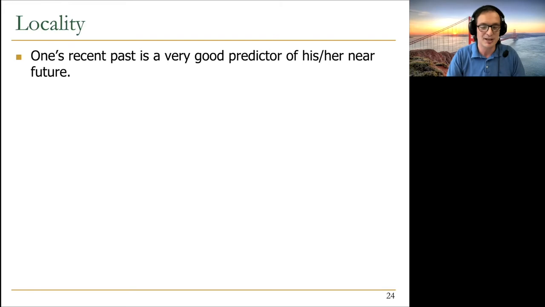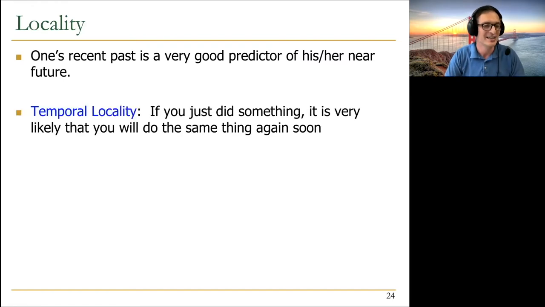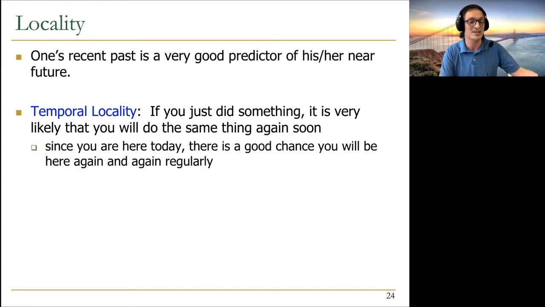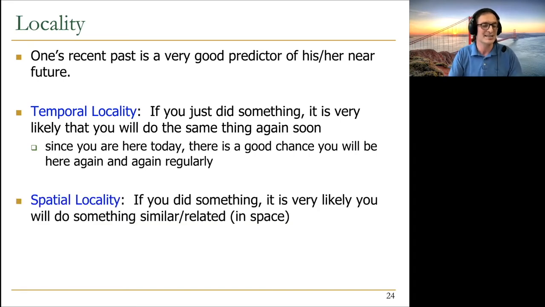And locality is actually a general property. It's really a property of potentially life, right? One's recent past is a very good predictor of his or her or their near future, actually. Temporal locality, for example, is the general concept that if you just did something, it's very likely that you will do the same thing again soon. It doesn't apply in all circumstances, but it applies in some circumstances. For example, since you're attending the lecture today, there's a good chance you will be here again and again regularly. And that's temporal locality.